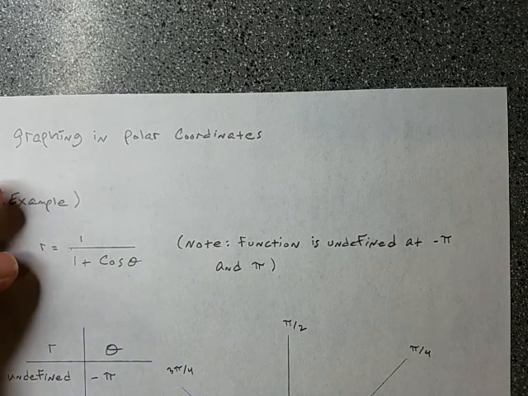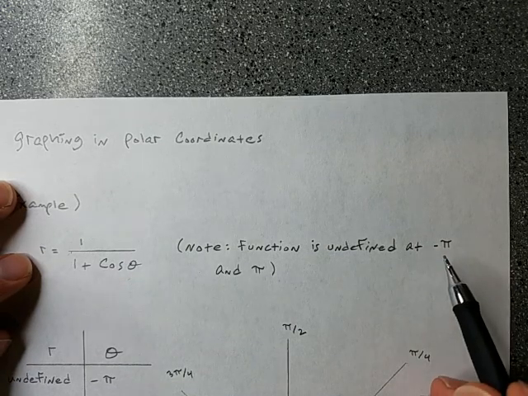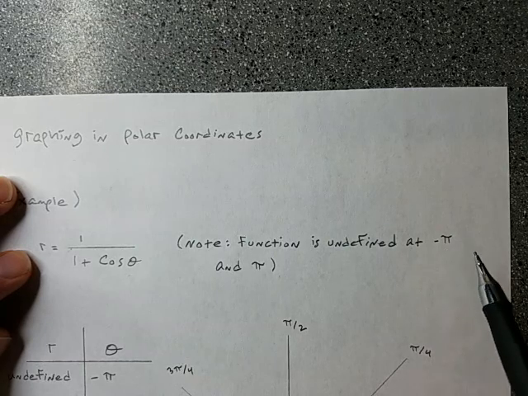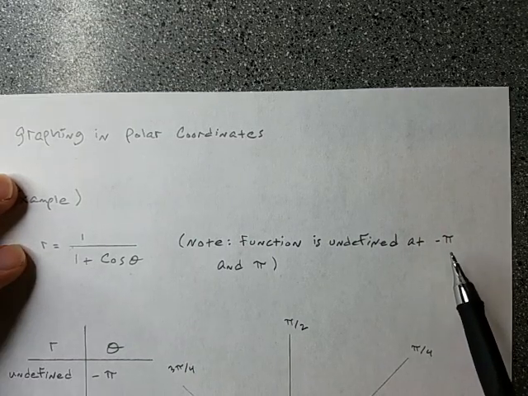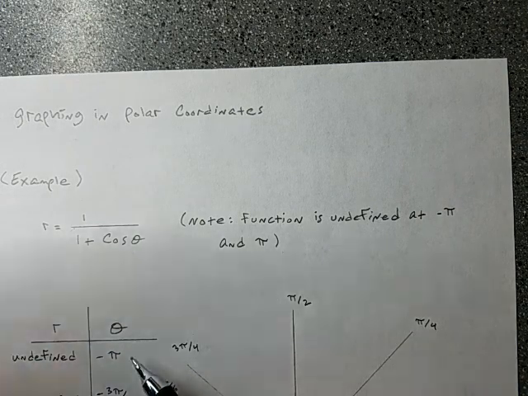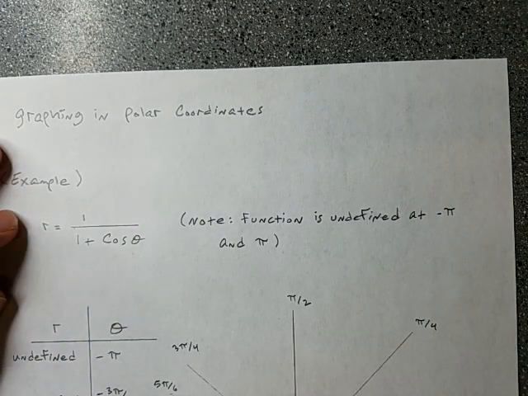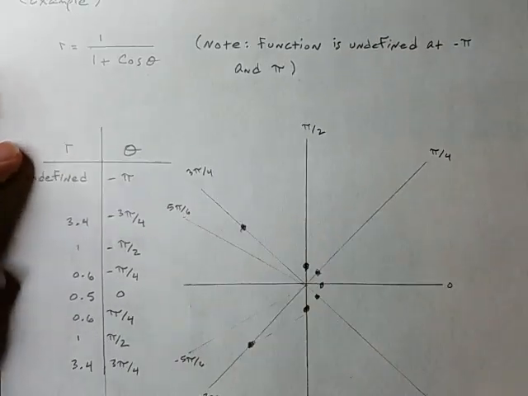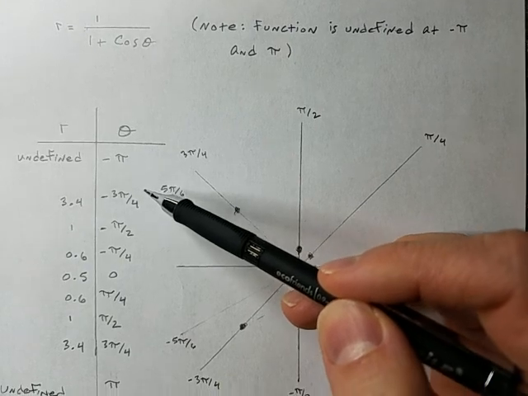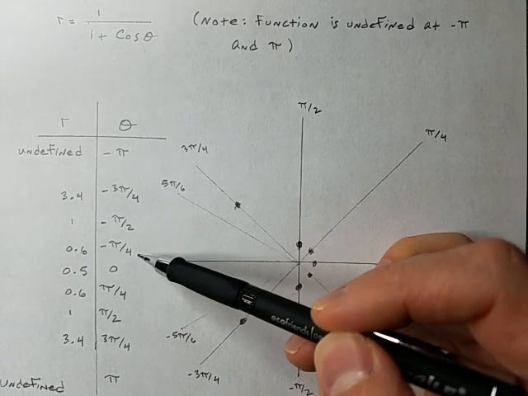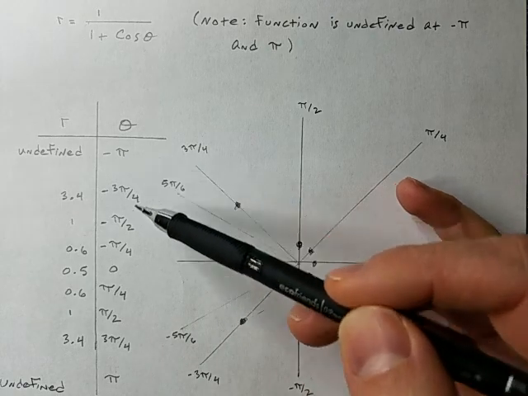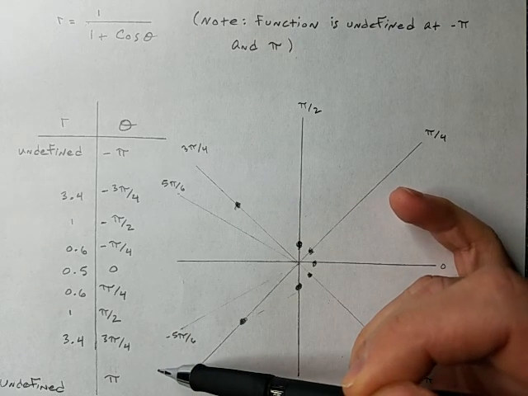So what I decided to do is, I thought, well, if it's undefined at negative pi and pi, maybe I should start here and work my way up. I'll make a table where I start theta at negative 3.14, which is about negative pi, and I'll work my way up a little bit at a time. So I decided to make a table: negative pi, negative 3 pi over 4, negative pi over 2, negative pi over 4, 0. I'm just counting my way upwards from negative pi to pi by increments of pi over 4.